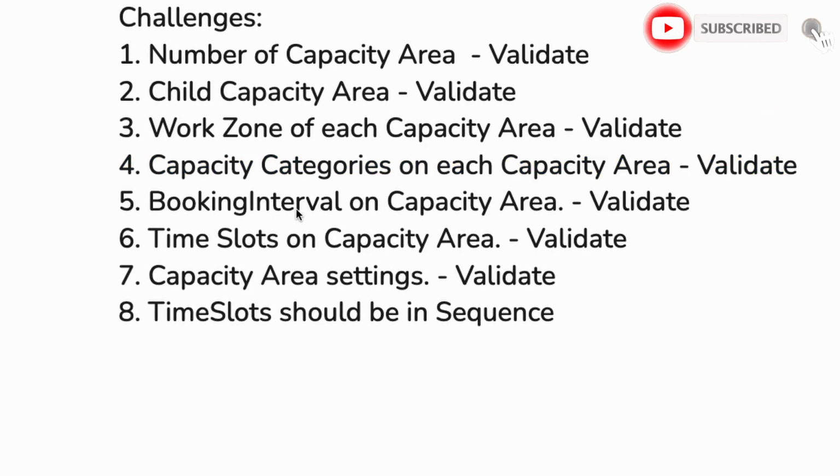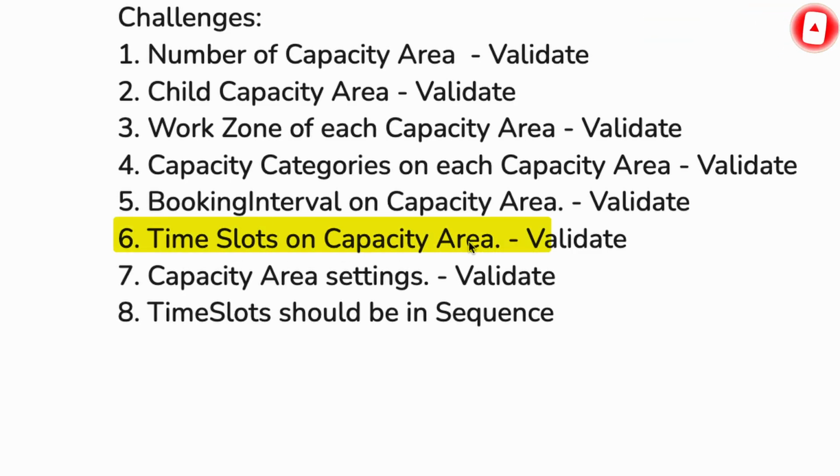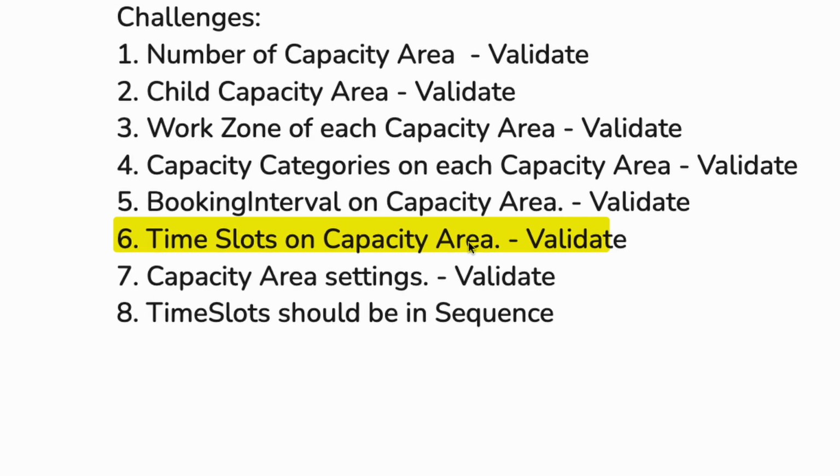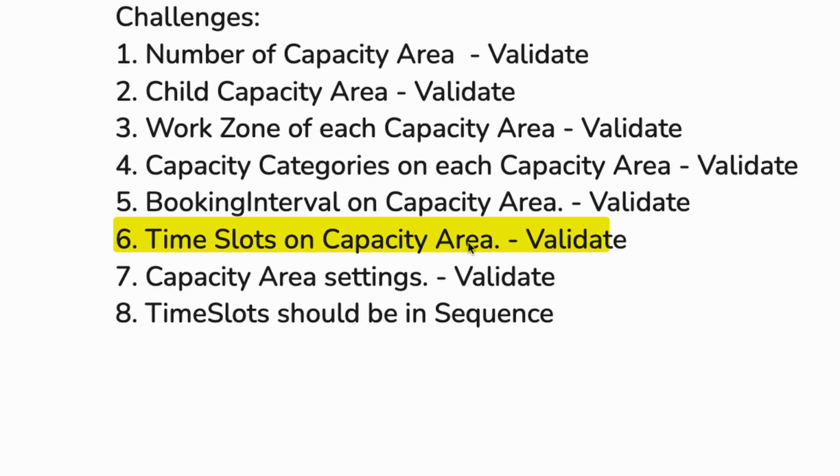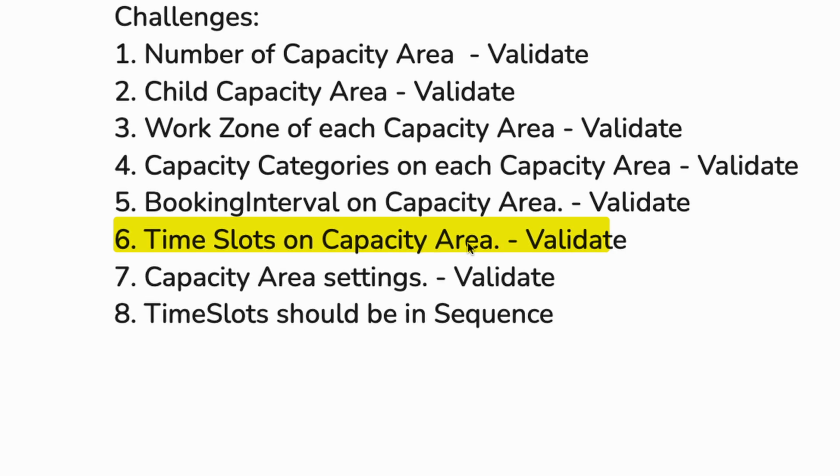Same way for booking interval, time slot on capacity area. Because it may be possible that you have a number of time slots. Suppose your time slots are of 15 minutes. So in 24 hours, it will be around 96 time slots. So you have created manually 90 time slots in the targeted environment in SIT, and you have added them in the capacity area. Same way, capacity area configurations.